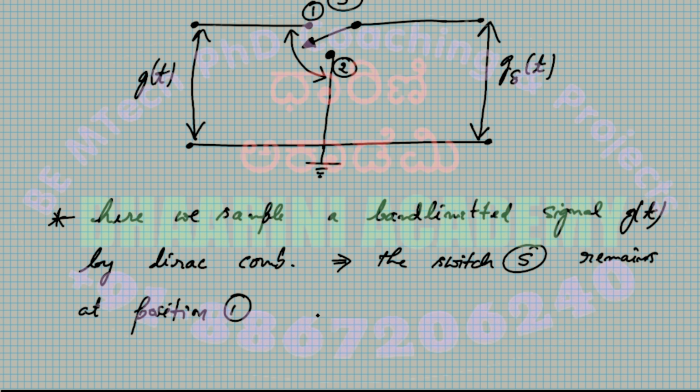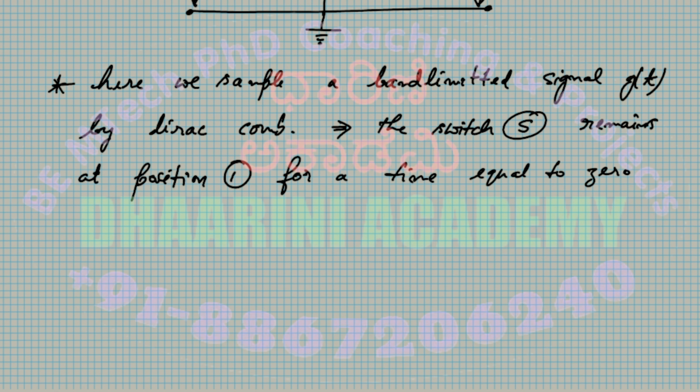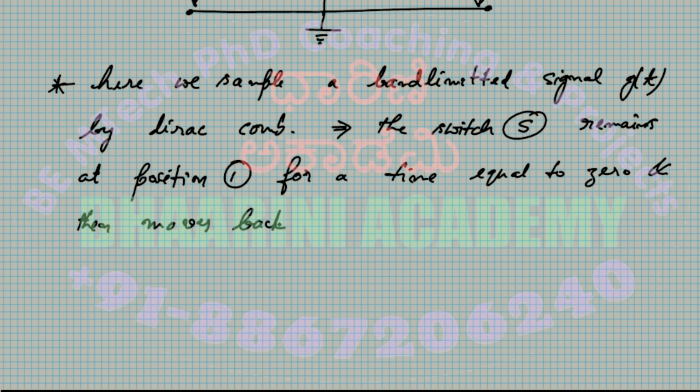So the switch remains at position 1 for a time equal to 0. It should remain there only for 0 seconds, exactly 0, no extension, not an approximation. Equal to 0, and then moves back to position number 2.